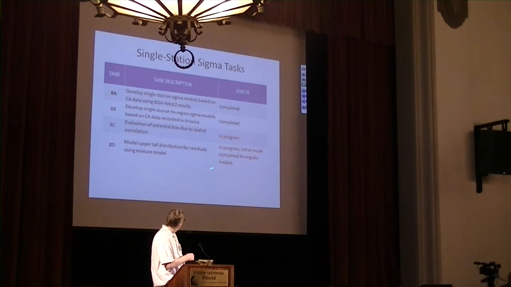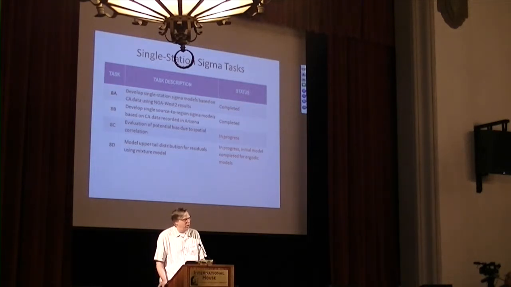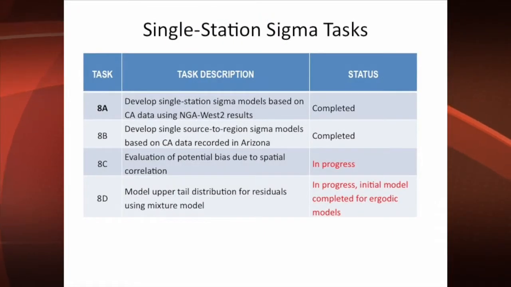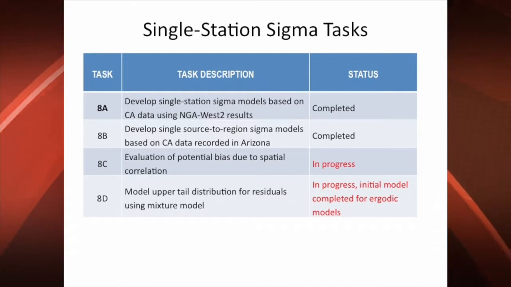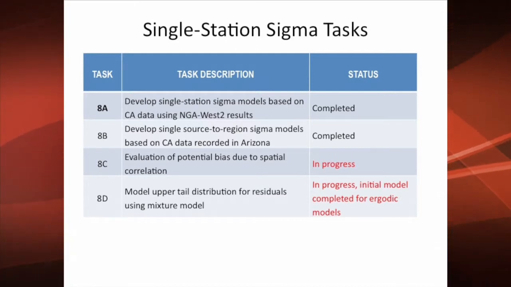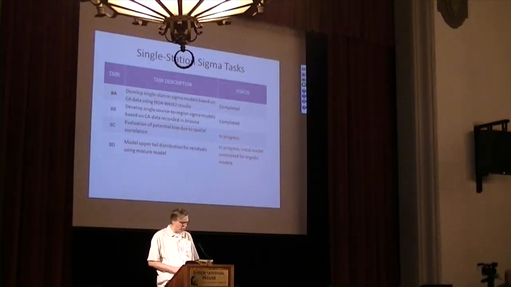And then the other part is the upper tail of the distribution using a mixture model. Last time we saw evidence for fat tails in the distribution of the within-event residuals. And so how do we capture those fat tails? That is under development. We have an initial model for putting those together to cover the fat tails.